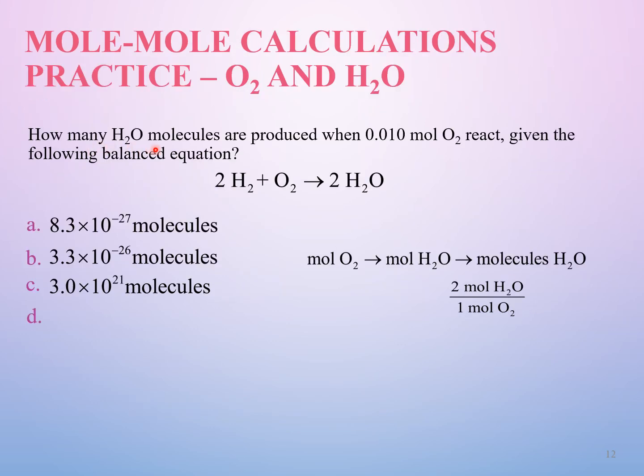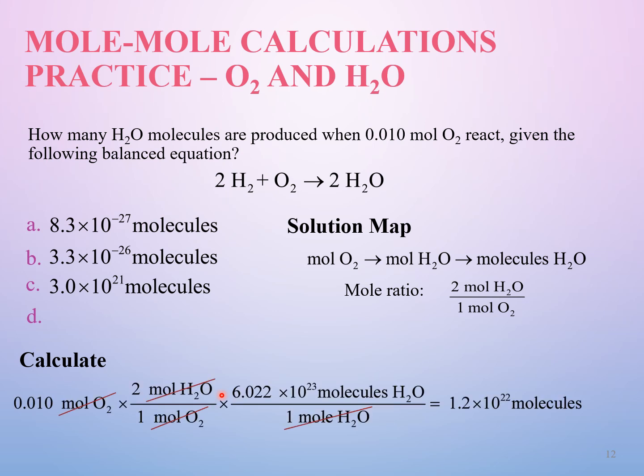How many water molecules are produced when 0.010 moles of O2 react given the following balanced equation? So 2H2 plus 1O2 gives you 2H2O. And they want you to find H2O as the desired unit, and you start with O2. So the relationship between O2 and water is 1 to 2. So that's our mole ratio right there. Okay, so then we're going to go ahead and convert from the moles of O2 to moles of H2O.